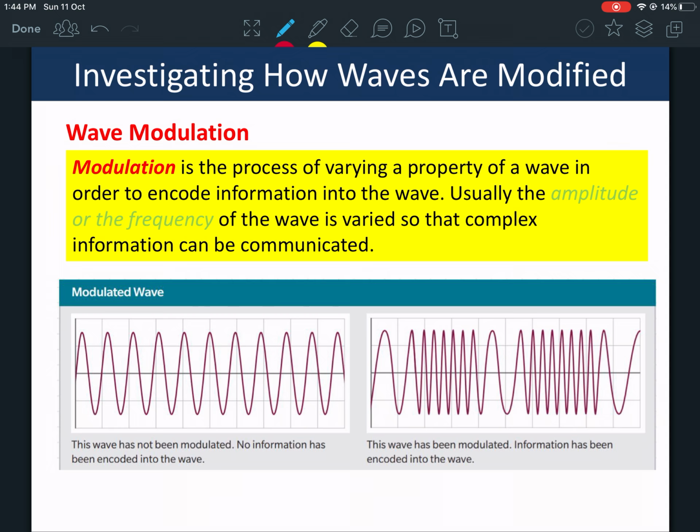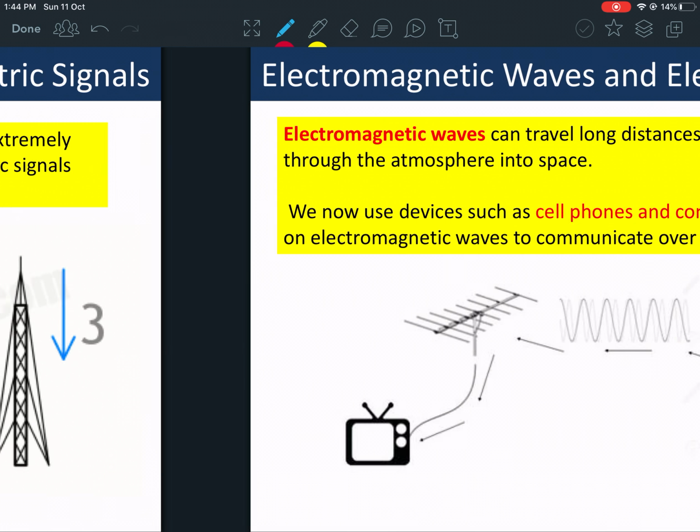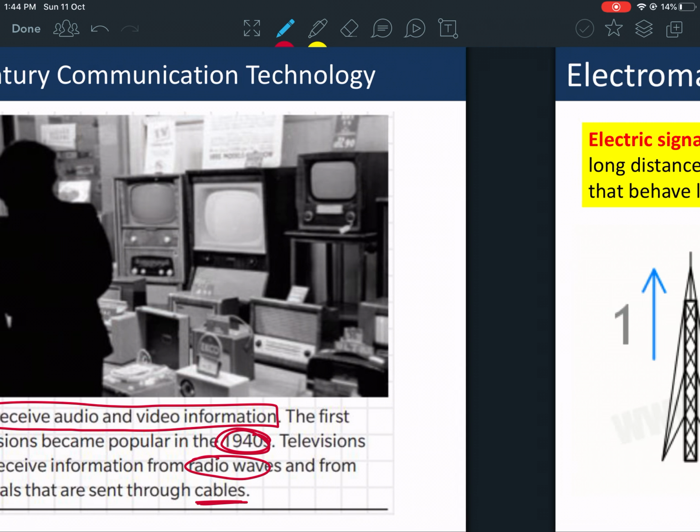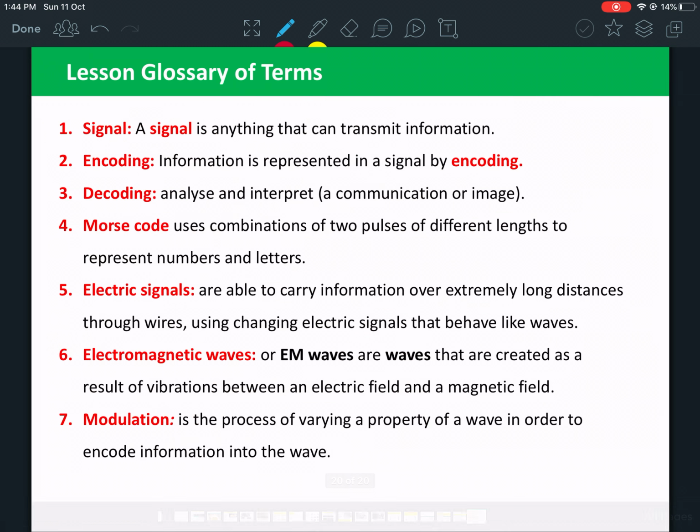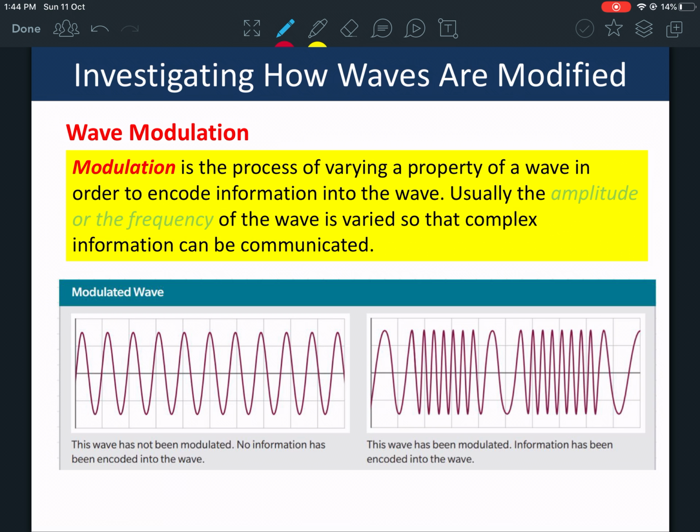Good morning, everyone. So today we're continuing our lesson about waves and communication. And today we're just going to talk about one thing, these two slides. Okay, wave modulation. Modulation, waves, it's just about how waves can be modified, meaning how can they be changed to carry information.